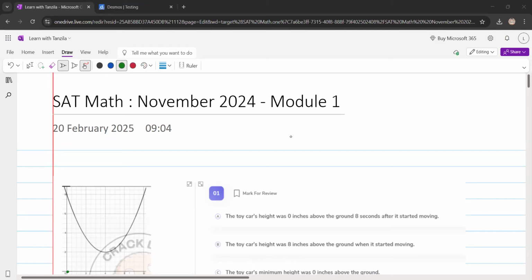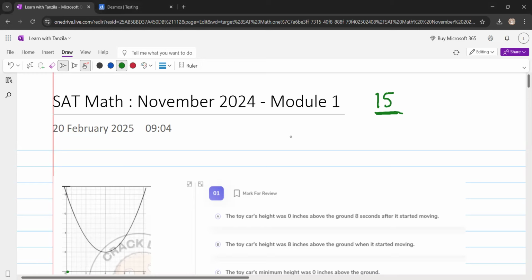So here is the thing, if you got more than 16 correct answers in module 1, then you will get a harder module 2. If you get less than 15 correct answers in module 1, then you will get the easier module 2. So 15 is the benchmark you have to cross. Okay, you need 16 correct answers in module 1 to reach the harder module 2.